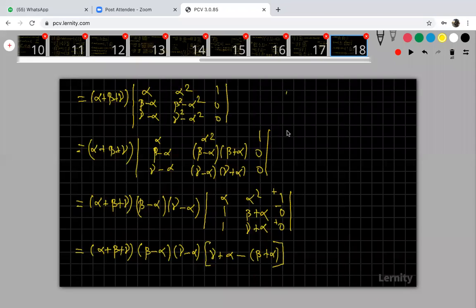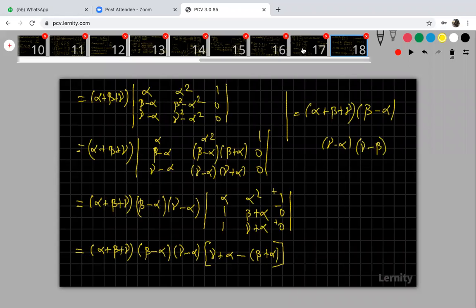Okay, so therefore what is the answer? This is alpha plus beta plus gamma. This is beta minus alpha. This is gamma minus alpha. And here your alpha alpha cancelled. You will get gamma minus beta.